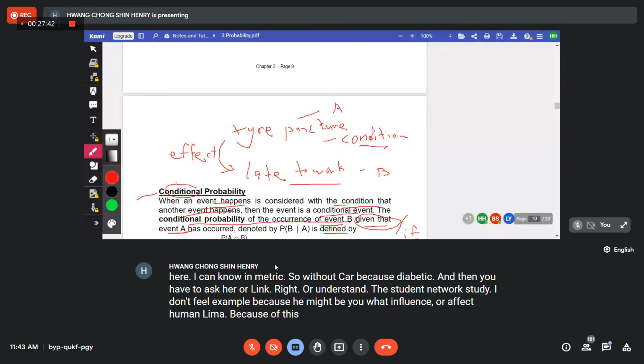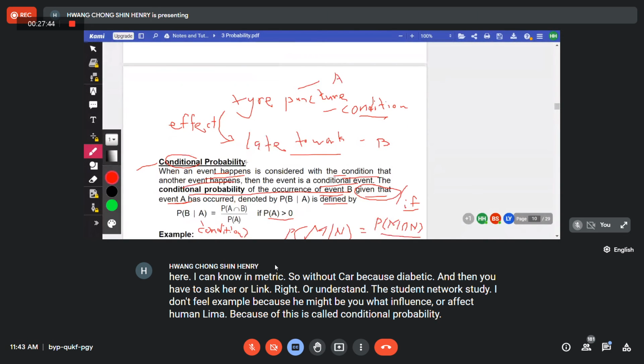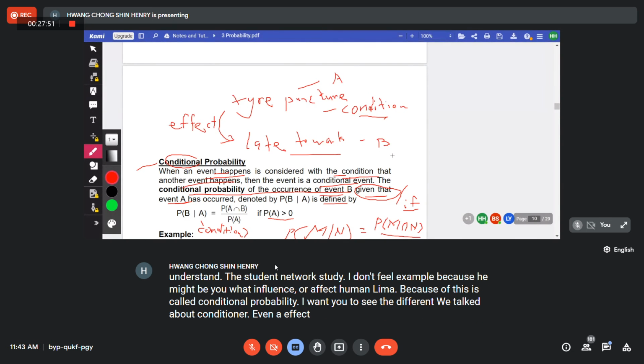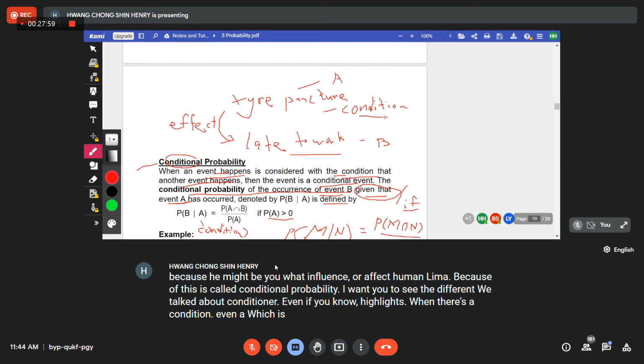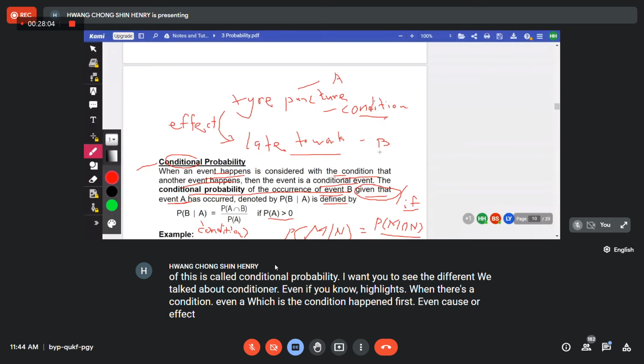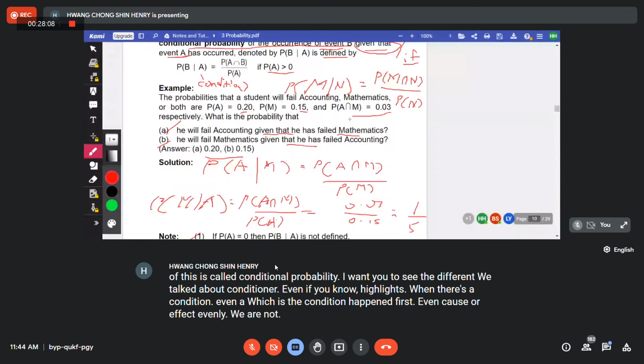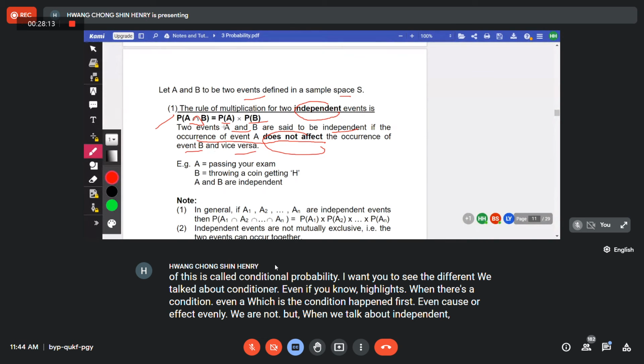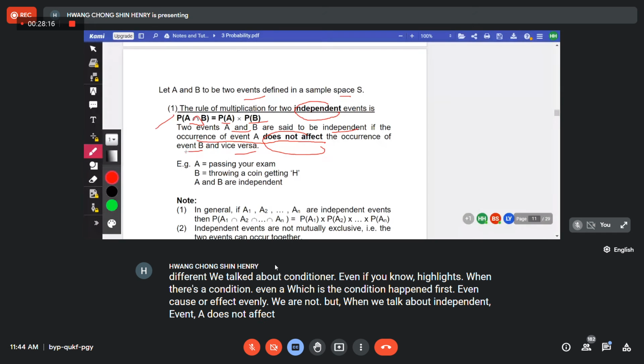because of this, it's called conditional probability. I want you to see the difference. When you talk about a condition, event A affects event B. Can you all highlight this? When there's a condition, event A, which is the condition, happens first, it will cause or affect event B. Agree or not? But when we talk about independent, event A does not affect event B.